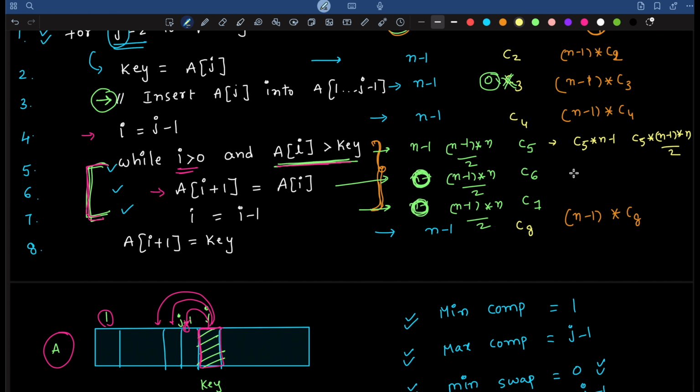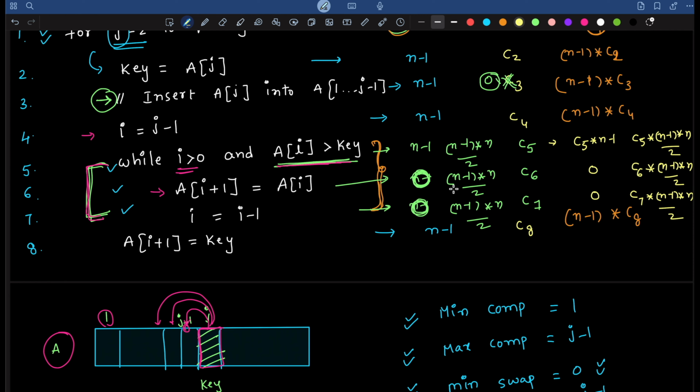So the minimum swaps will be 0 into C6, so the value will be 0. What about the maximum number of swaps required? The maximum number of swaps will be C6 into n minus 1 into n by 2. In the case of the decrement operation, the minimum will be 0 and the maximum will be C7 into n minus 1 into n by 2, right? I hope everybody understands this analysis.